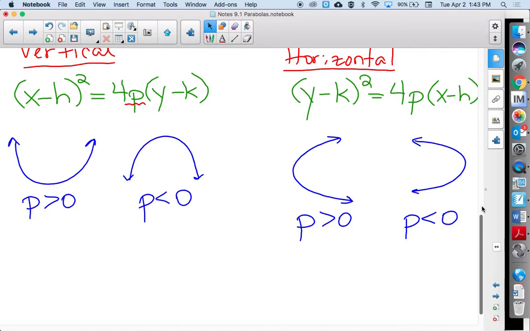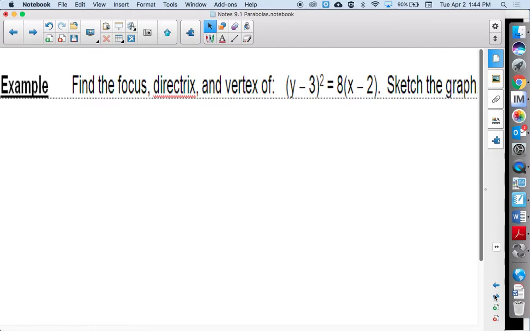Other questions? All right, so we're going to look at the first example on the top of the next page. Unfortunately, you might have to do a little flipping back and forth. The first example is already in standard form, so I'm giving you a free one here. We don't have to do any algebraic work. The goal is just to get used to taking the pieces, finding the correct parts, so we can graph. So find the focus, directrix, vertex, which really you need the vertex first to get the focus and the directrix, of the equation (y minus 3) squared equals 8 times (x minus 2). Then it says sketch the graph.